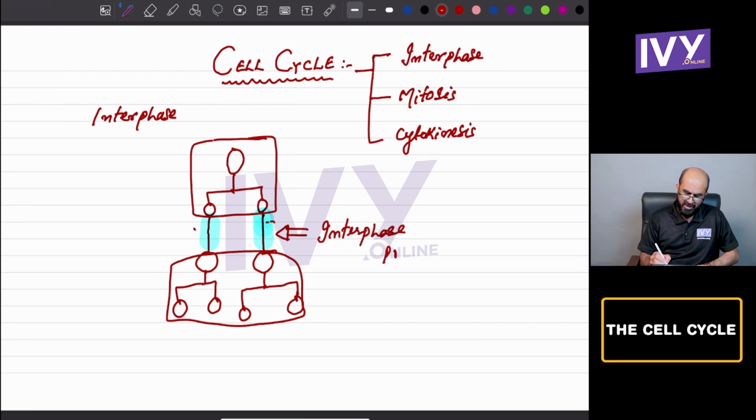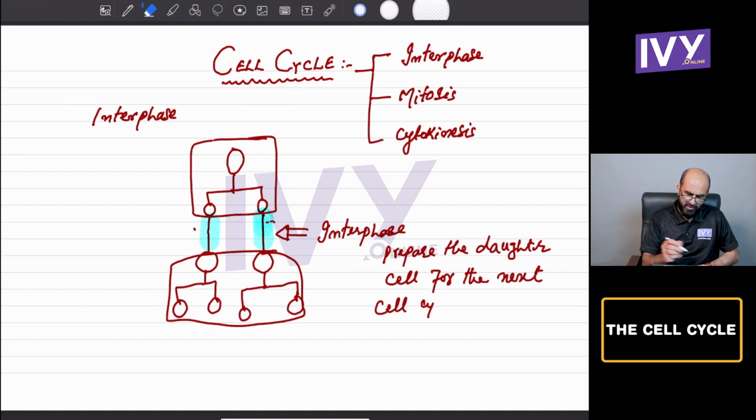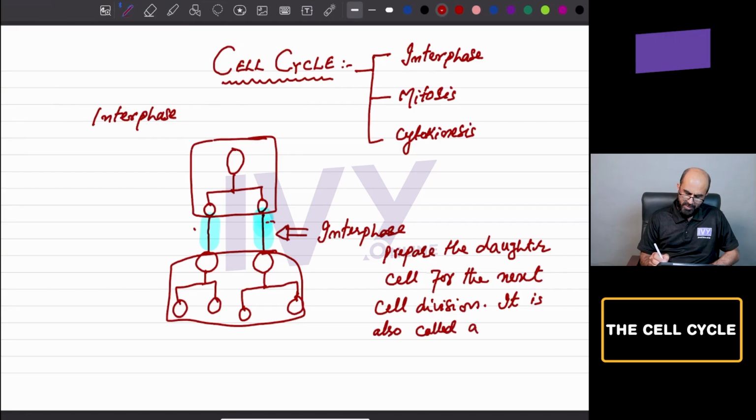Now what's going on in the interphase? It just prepares the daughter cells for the next cell division. So it is also called a preparatory step. It involves the newly formed cells growing.